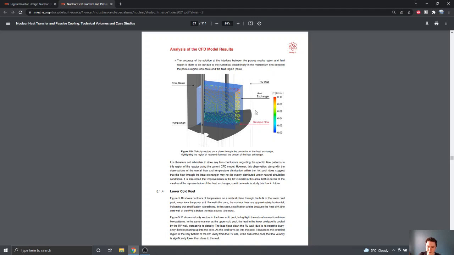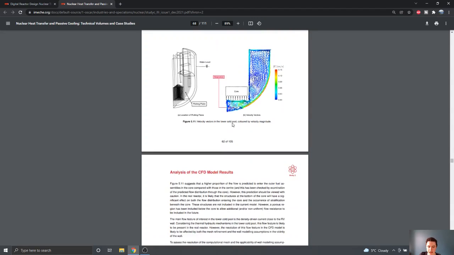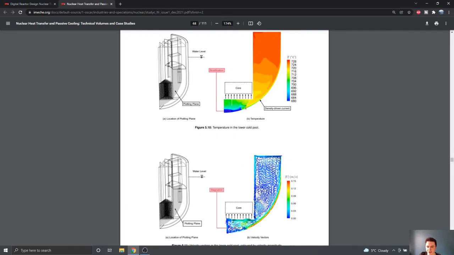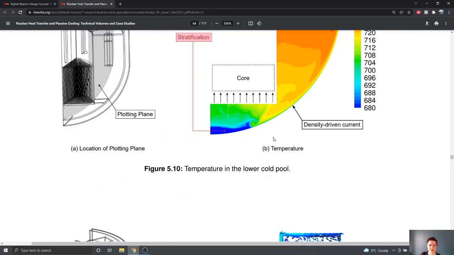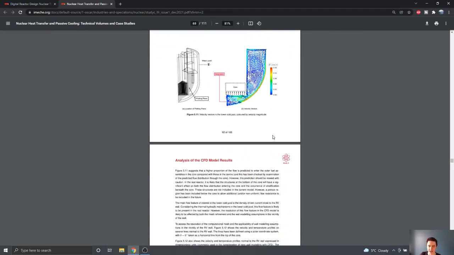This is the flow going through the heat exchanger, and we have a small region of reversed flow in the heat exchanger, which is quite interesting. And then a further analysis of this stratified region at the bottom of the reactor here. And if you were doing this CFD analysis, this is something you might want to pass back to the design team to inform them that perhaps this is a region of the reactor that we would be concerned about in the event of a station blackout or a loss of power.